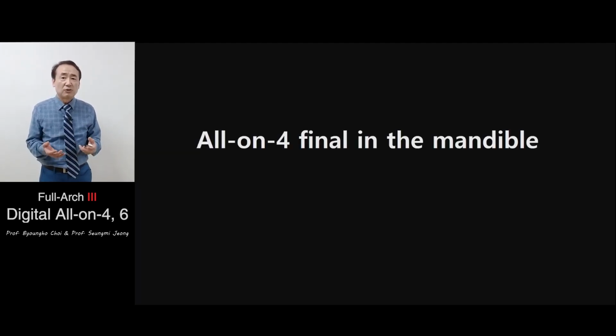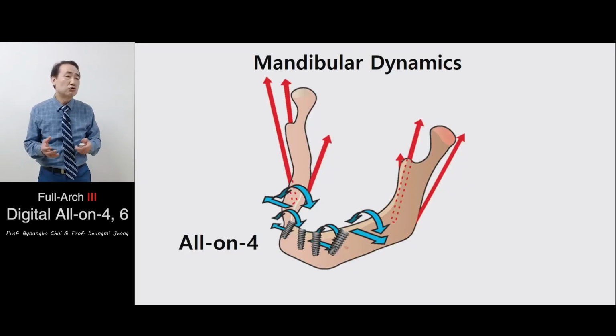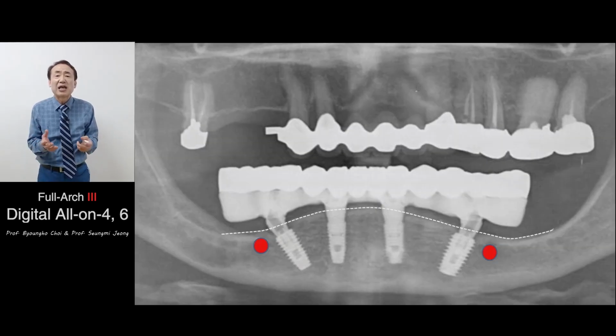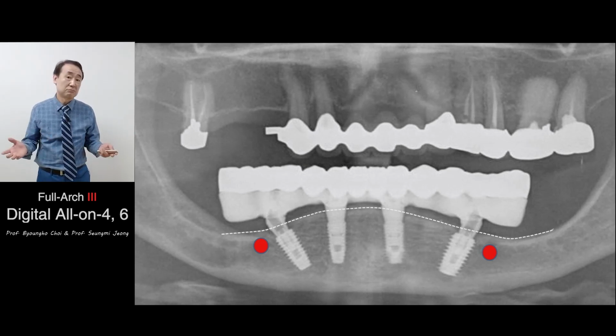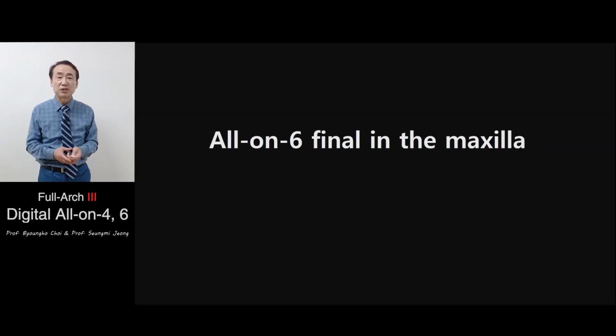How about the Oron 4 final restoration in the mandible? You don't need to worry about the mandibular dynamics because the mandible between the mental foramen is quite stable in terms of mandibular dynamics. You can make one piece of fixed bridge for Oron 4 implant treatment in the mandible.